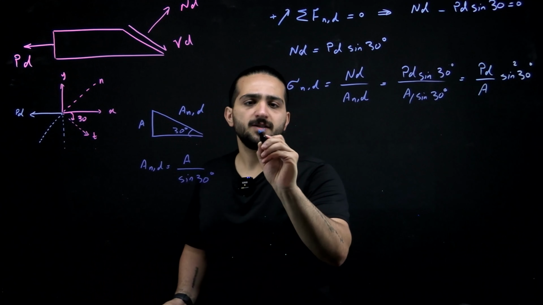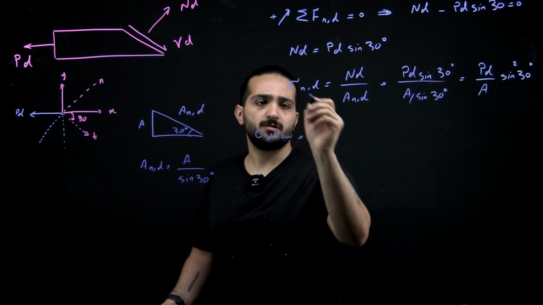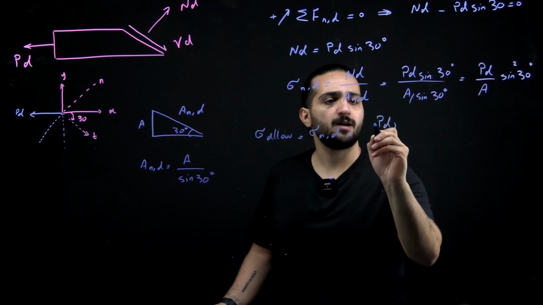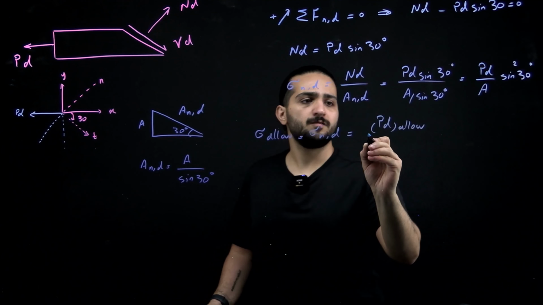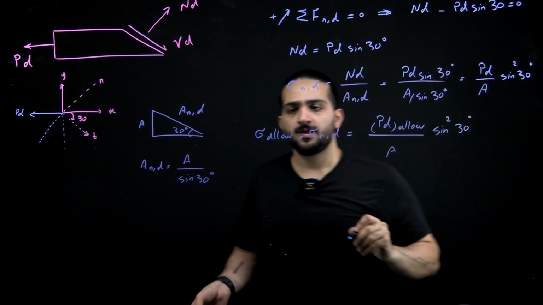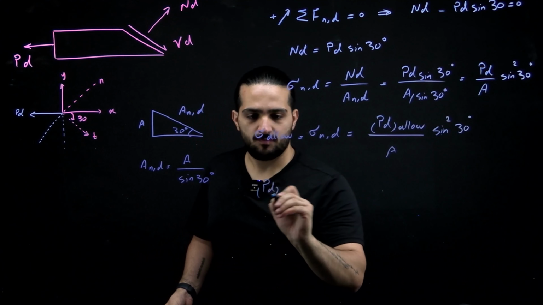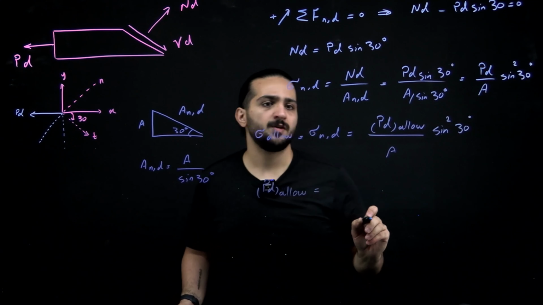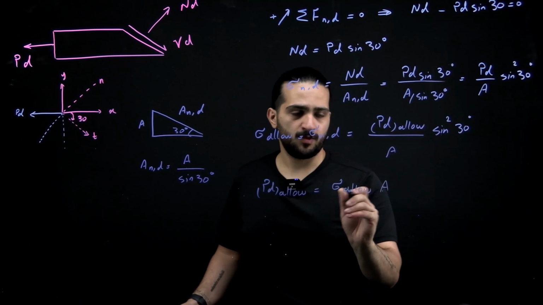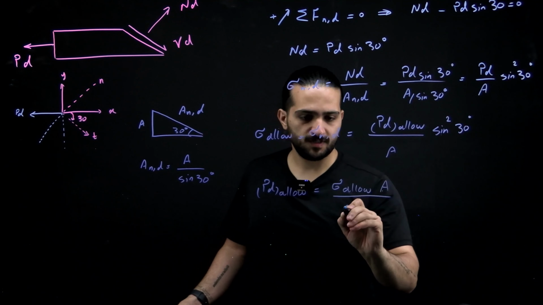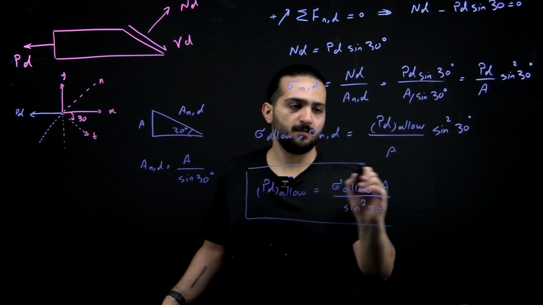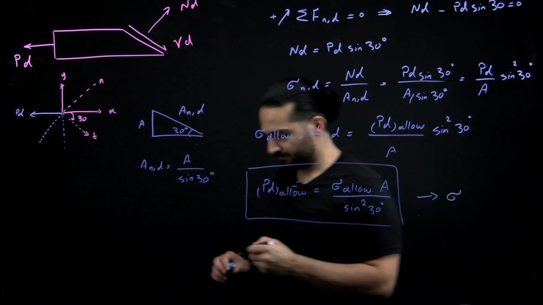Now, if we say sigma allowable is equal to sigma ND, this is going to be PD allowable over A sine of 30 degrees to the power of 2. And PD allowable will be equal to sigma allowable A divided by sine of 30 to the power of 2. This is based on sigma allowable.